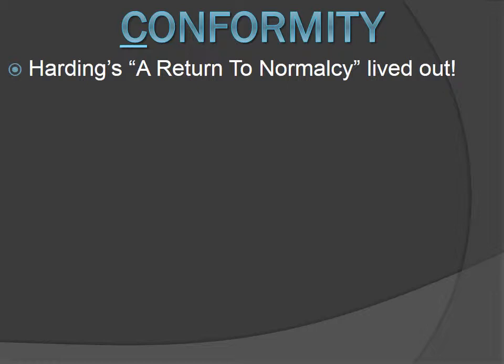Conformity. Conformity is one of the other C's that you're going to see, and really conformity means not being out of the norm. And I always see conformity as like Warren G. Harding's campaign slogan of the 1920s. Warren G. Harding had a campaign slogan that was called a return to normalcy after World War I. And World War II is just the same way.